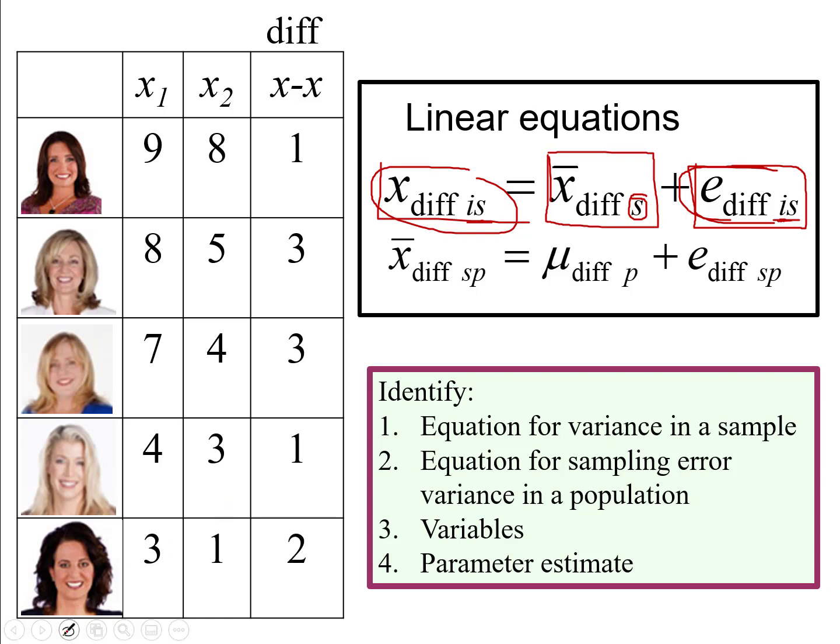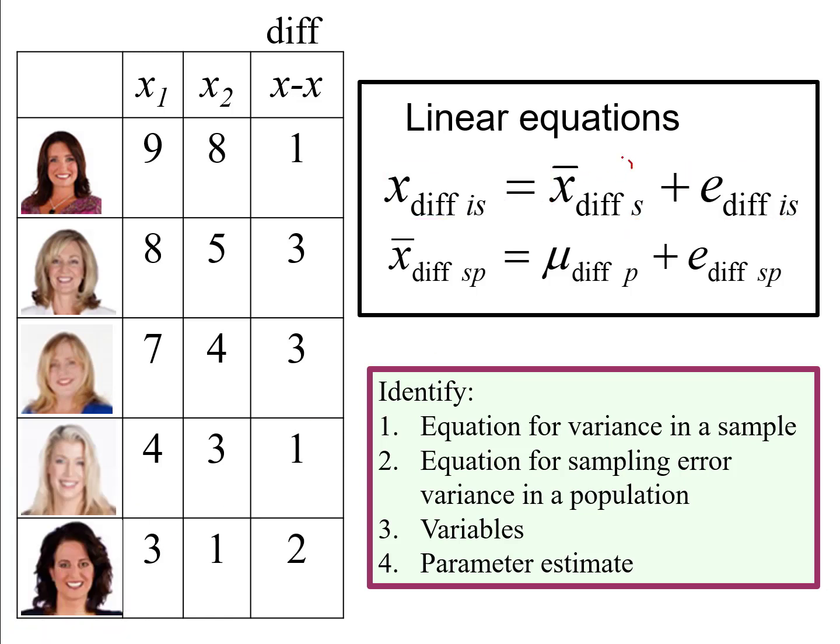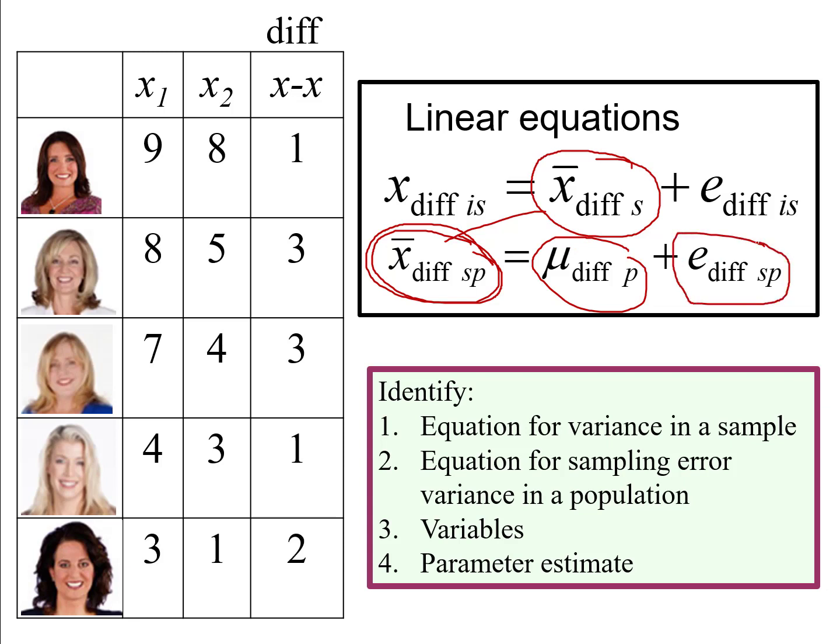And that's the thing that we pull out of equation 1 and plug into equation 2. So we have our mean difference score in equation 1, the equation for variance in a sample, how far people deviate from the sample mean, and we plug that into our equation 2, our equation for sampling error variance in a population. It becomes the outcome, and we say the mean difference score for our study is equal to the true population difference score plus the error, how far our study deviated from that true population parameter. So you see, these are the exact same linear equations we saw in our previous unit. I'm just clarifying here that x is a difference score.